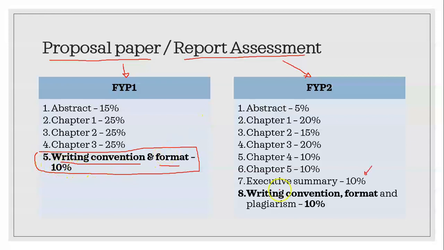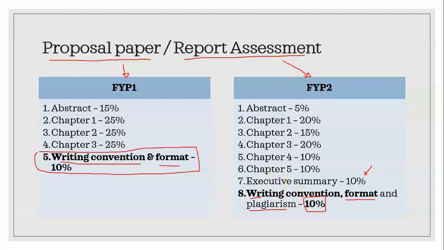Then there is the writing convention, format and plagiarism. The lecturer will use the Turnitin software to check your plagiarism. Your plagiarism should not be more than 20%. If more than 20%, your mark will be reduced. We also have writing convention and format, same as in the FYP1 proposal. So we have to secure this 10%, with the correct format and correct writing convention.